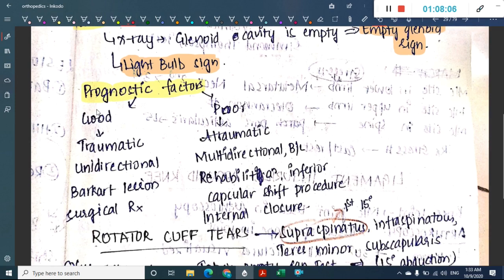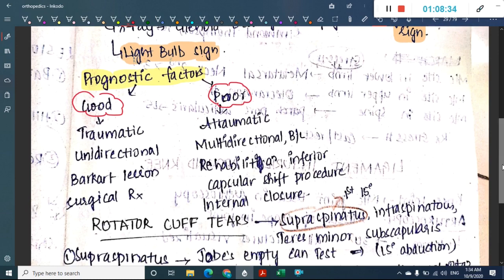Then what are the prognostic factors associated with shoulder dislocation? The prognostic factors can be good and poor prognostic factors. Remember only one so that the other you can easily understand. See, poor prognostic factors we will remember. So what are the factors causing poor prognosis? One, atraumatic, or multidirectional or bidirectional. If there is an inferior capsular shift procedure that we have to do, and if there is internal closure. So these are the poor prognostic factors which are associated with shoulder dislocation.